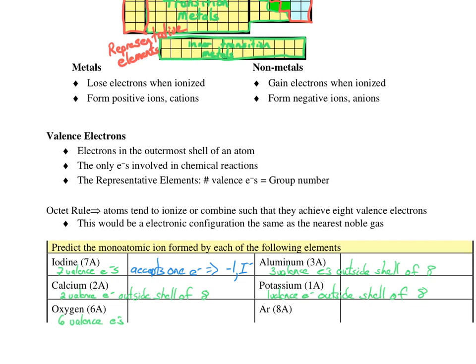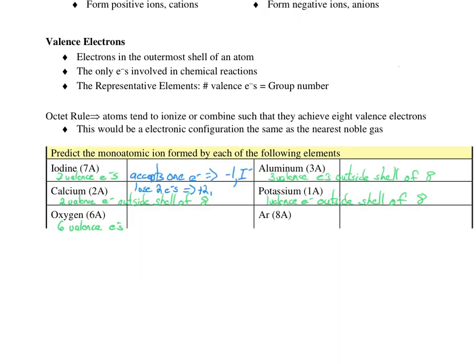Calcium and other elements in 2A have 2 valence electrons outside of a shell of 8. So if they lose 2 of the valence electrons, they have that remaining outside shell of 8, and therefore they complete an octet. That's how they complete the octet rule. Now they have 2 less electrons than they have protons, so they have a +2 charge, and we can represent the calcium ion as Ca2+.